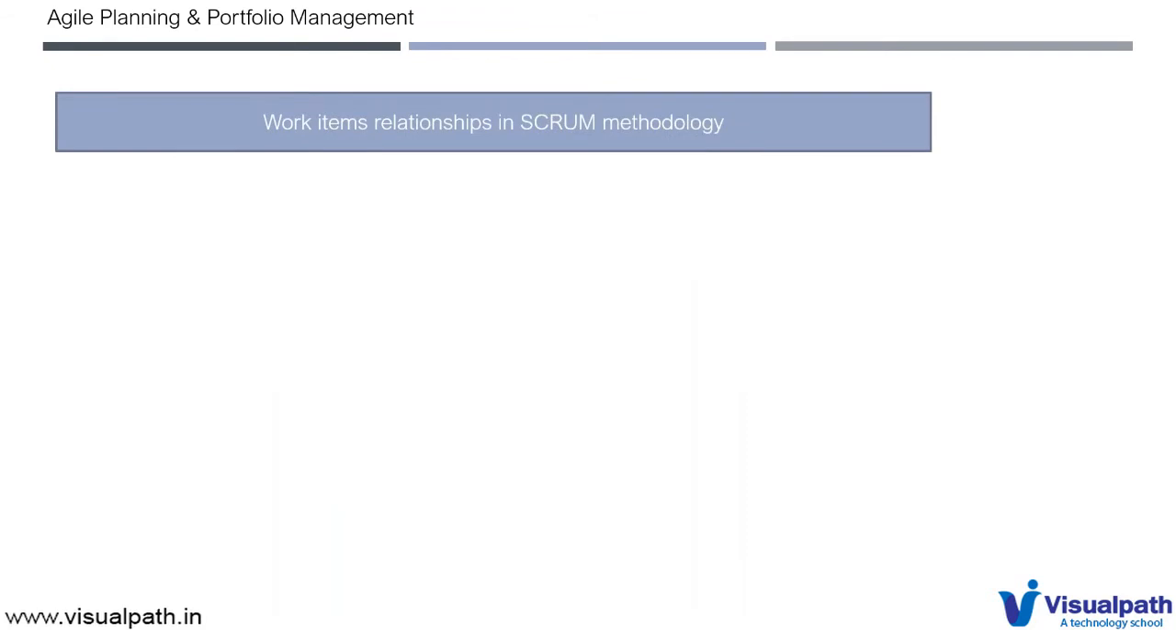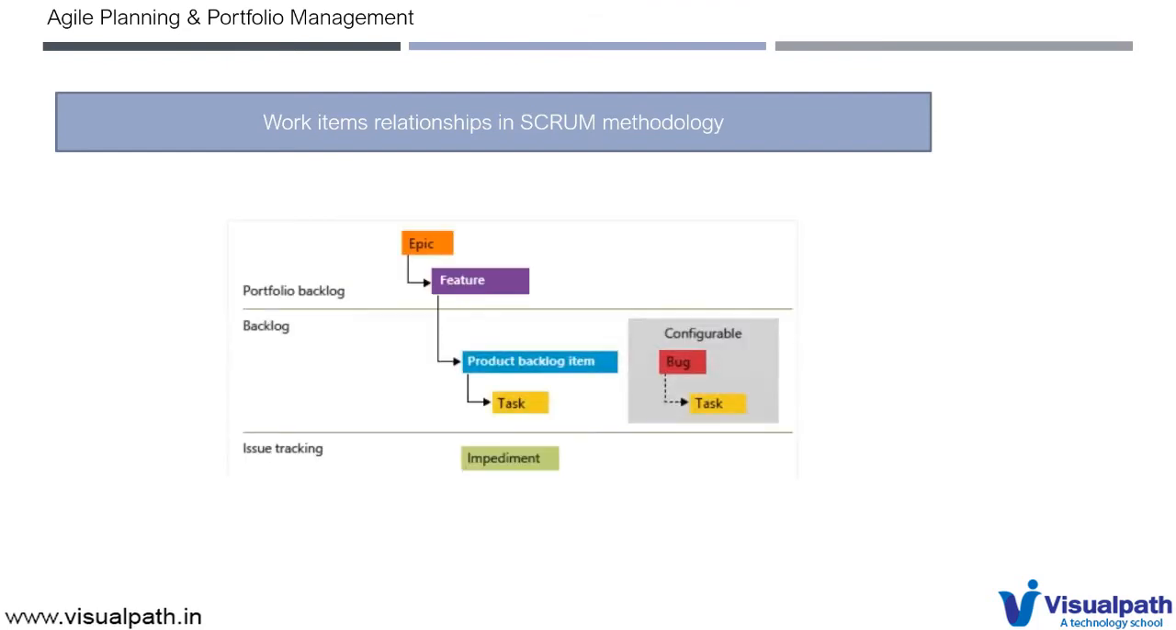So let's see the relationship. As I told you, this is all about parent-child relationship, right? Whether it is an epic or feature or product backlog item or task or bug, everything is called a work item in your Azure DevOps or Azure Boards. This is our terminology.